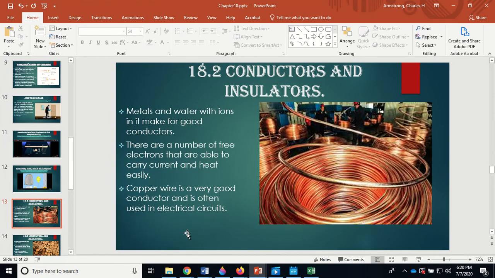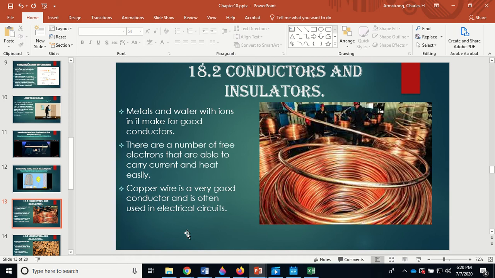Now, conductors and insulators. This is chapter 18, section 2. Metals and water with ions, salt water for example, make good conductors. There are a number of free electrons that are able to carry current, or free ions in the case of the water, able to carry current and heat easily. Especially the current, which we're kind of interested in.